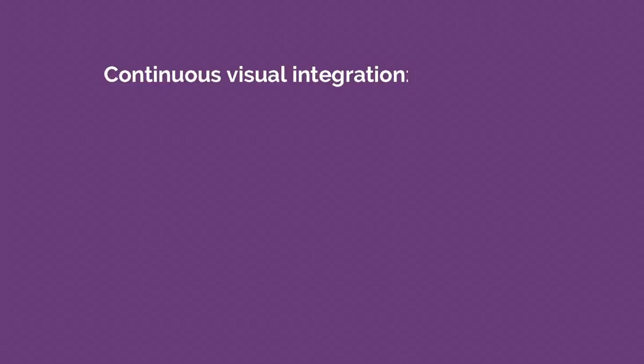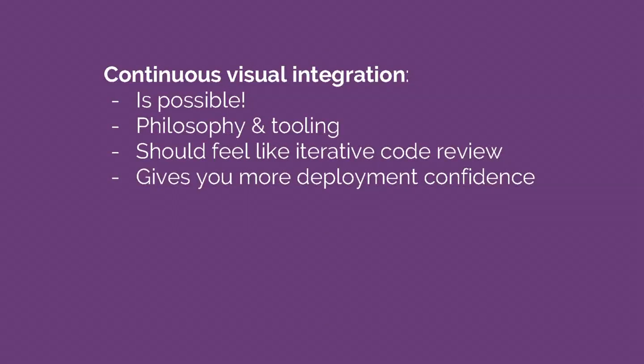So yeah, I just want to leave you with a couple of points. Continuous visual integration: it's possible. We should all be doing it. It's as much of a philosophy as it is the tooling underneath it. And it should feel like an iterative code review process, right? I feel like this is the last step of the CI/CD pipeline that we haven't totally automated yet, and is still causing a lot of manual work. And it should ultimately be a thing that adds deployment confidence to your workflows.